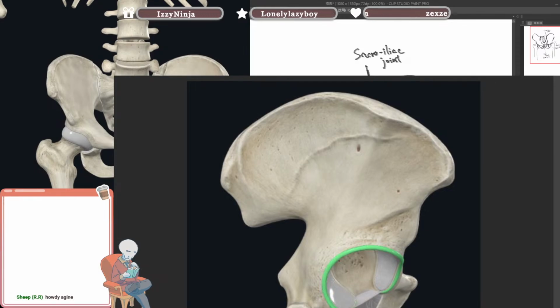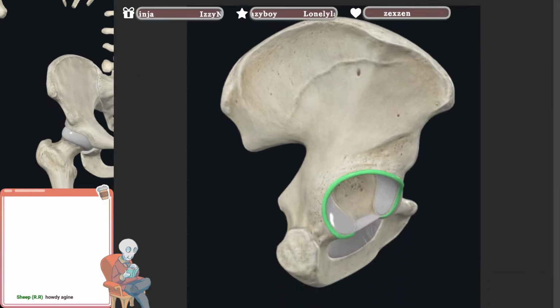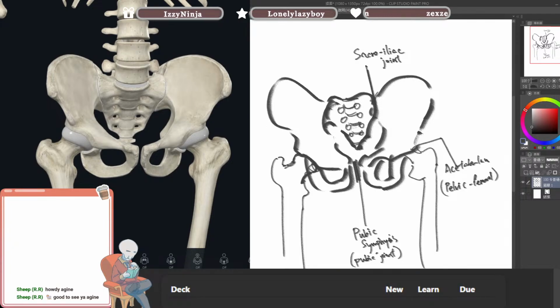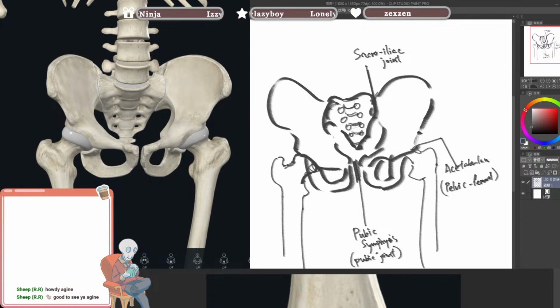Oh, and look, what's a bone part? This is a little bit too big, isn't it? I wonder if I can just select what I want to answer. And browse. So many identifying questions.